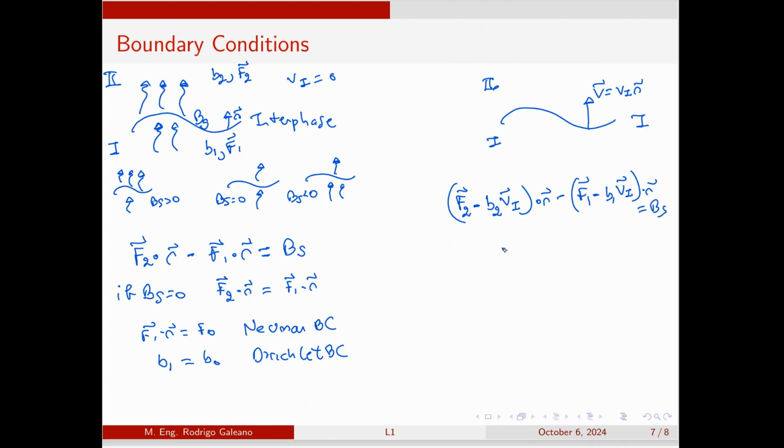And this equation we can use to calculate the velocity of the interface, or at least the norm of the velocity of the interface, which is given by F2 minus F1 dotted with the normal vector, minus B_S, divided by B2 minus B1. And this is important whenever we have a change of state of matter, for example, from solid to liquid or liquid to gas or any other change. Whenever we have a moving boundary, this equation is important.